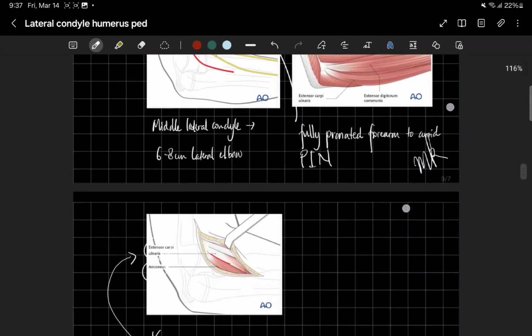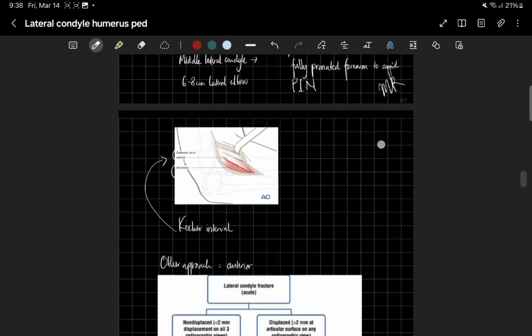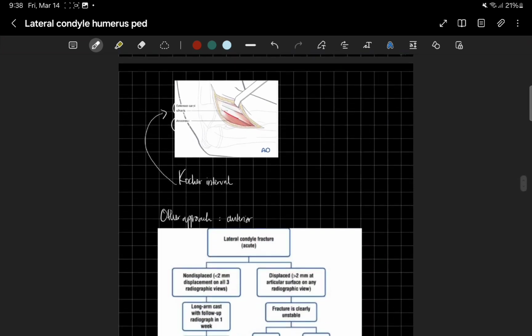As we know, to decrease the possibility of injury to the posterior interosseous nerve, we can move the elbow into pronation. And so this is the Kocher interval. We do the incision between the extensor carpi ulnaris and the anconeus.